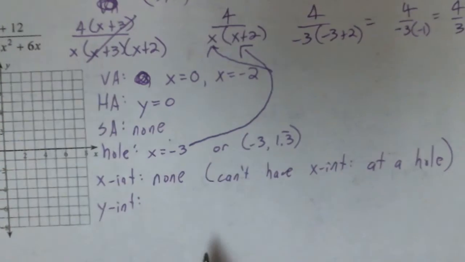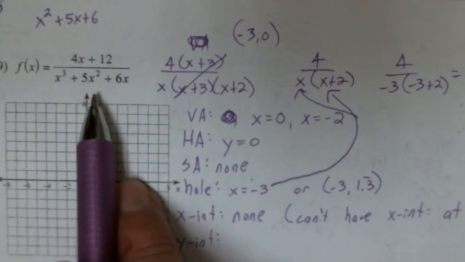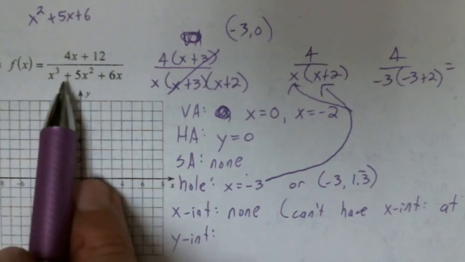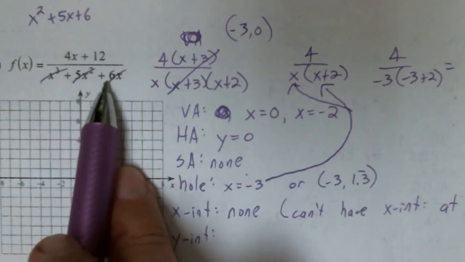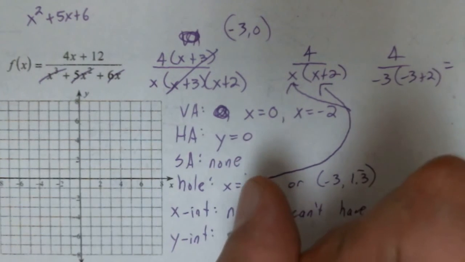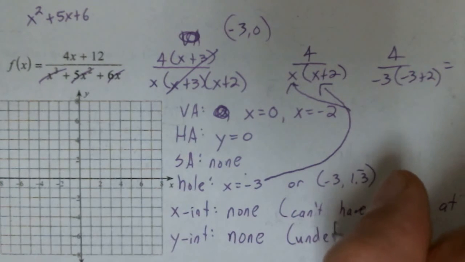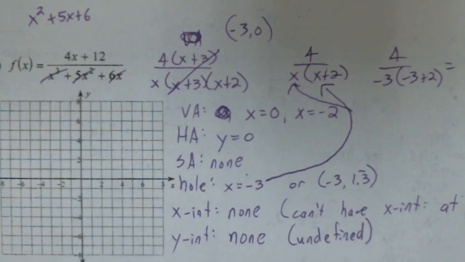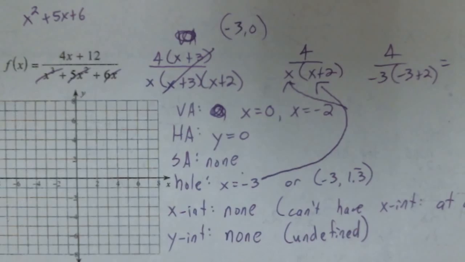Y-intercept, what do I do? For the y-intercept, I'm going to stick in a 0 everywhere I see an x. If I stick in a 0 here, this goes away, this goes away, this goes away. Whoops, I have 0 in the denominator. Can't have that. So I don't have a y-intercept either, because our function is undefined at 0. That is our vertical asymptote. It's not defined on the y-axis. So how can you have a y-intercept when there's nothing on the y-axis?